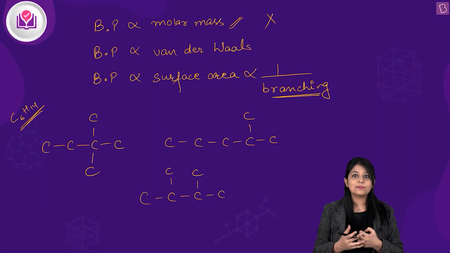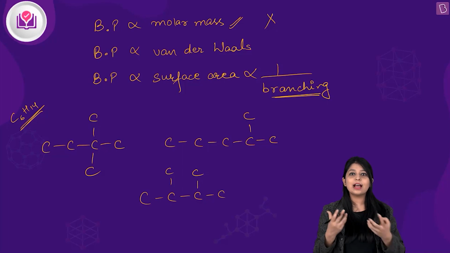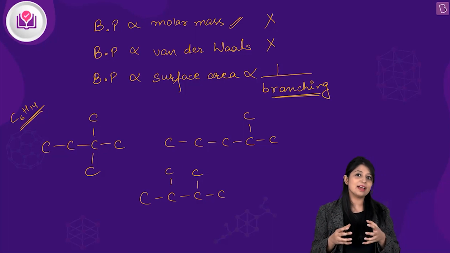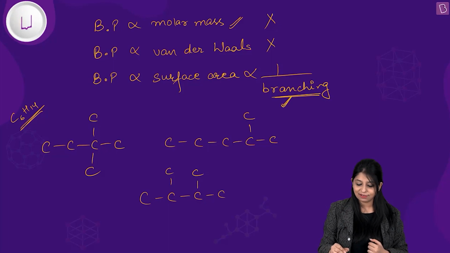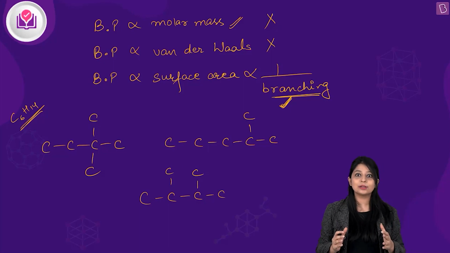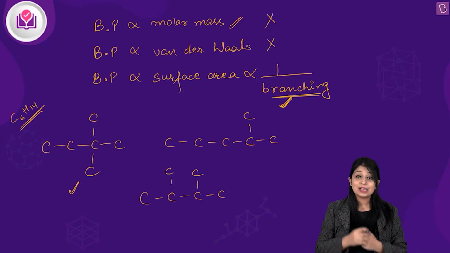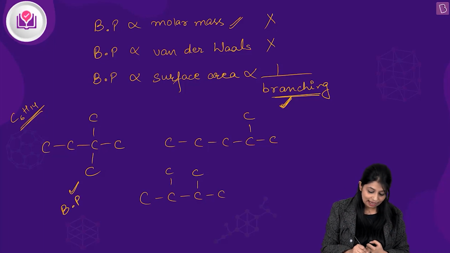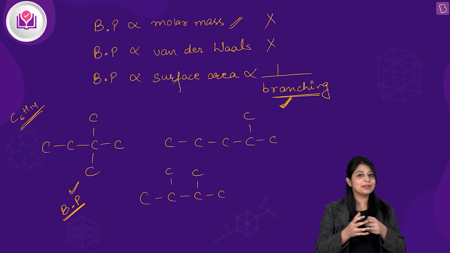What about the van der Waals forces? Well, if you look at these molecules, all of them have a similar type of interactions, that is London forces. So you can't compare them on the basis of van der Waals forces either. What else is there? Well, we have the branching. Yes, branching is different in these three molecules. The most branched one is 2,2-dimethylbutane. So this will have the least boiling point, because more the branching, less would be the boiling point.